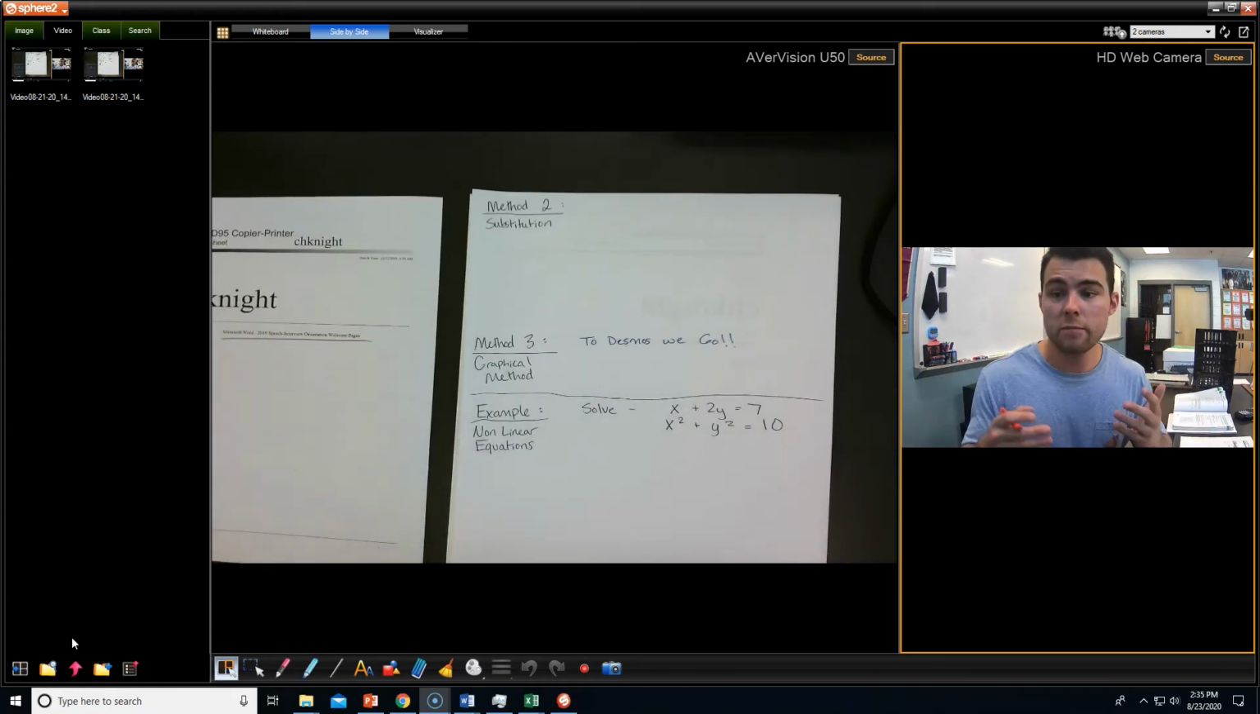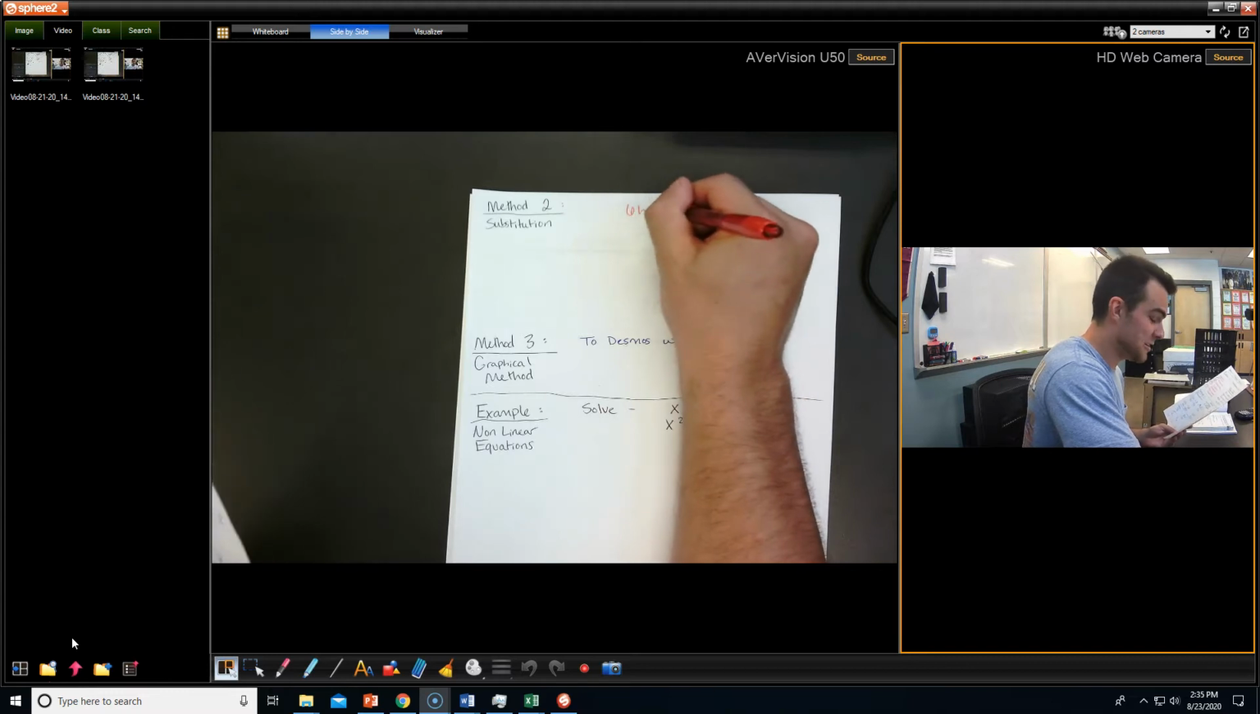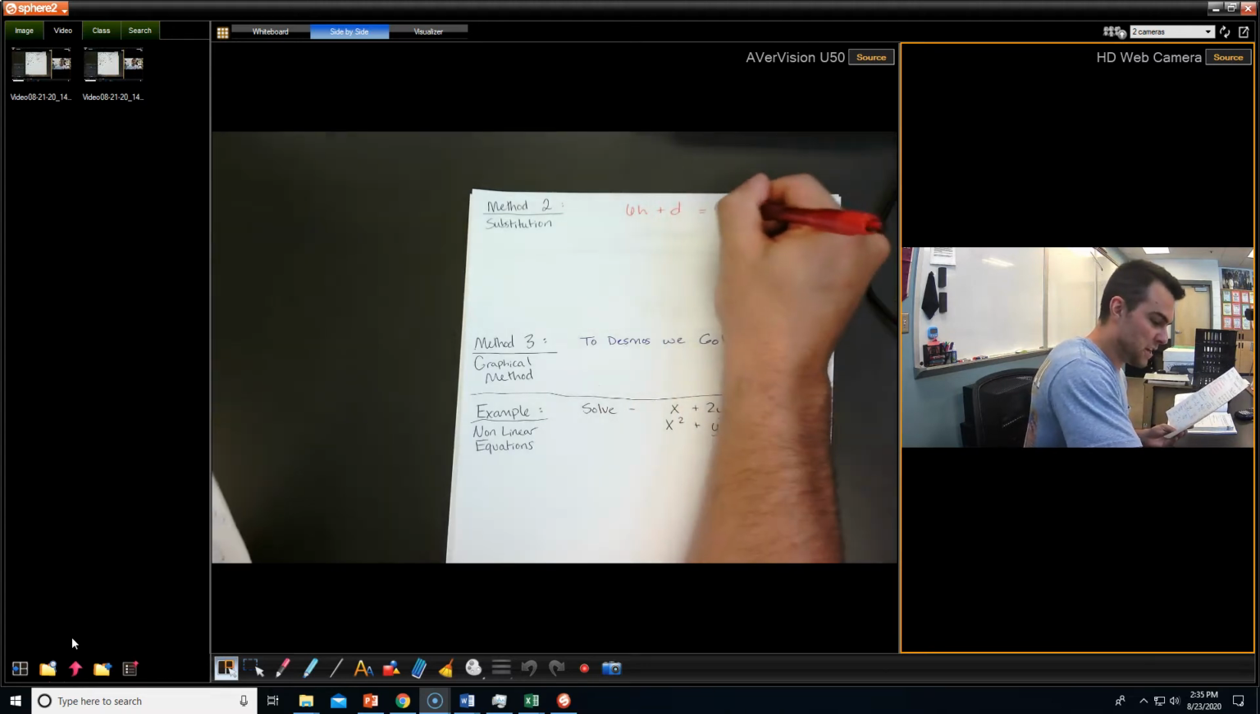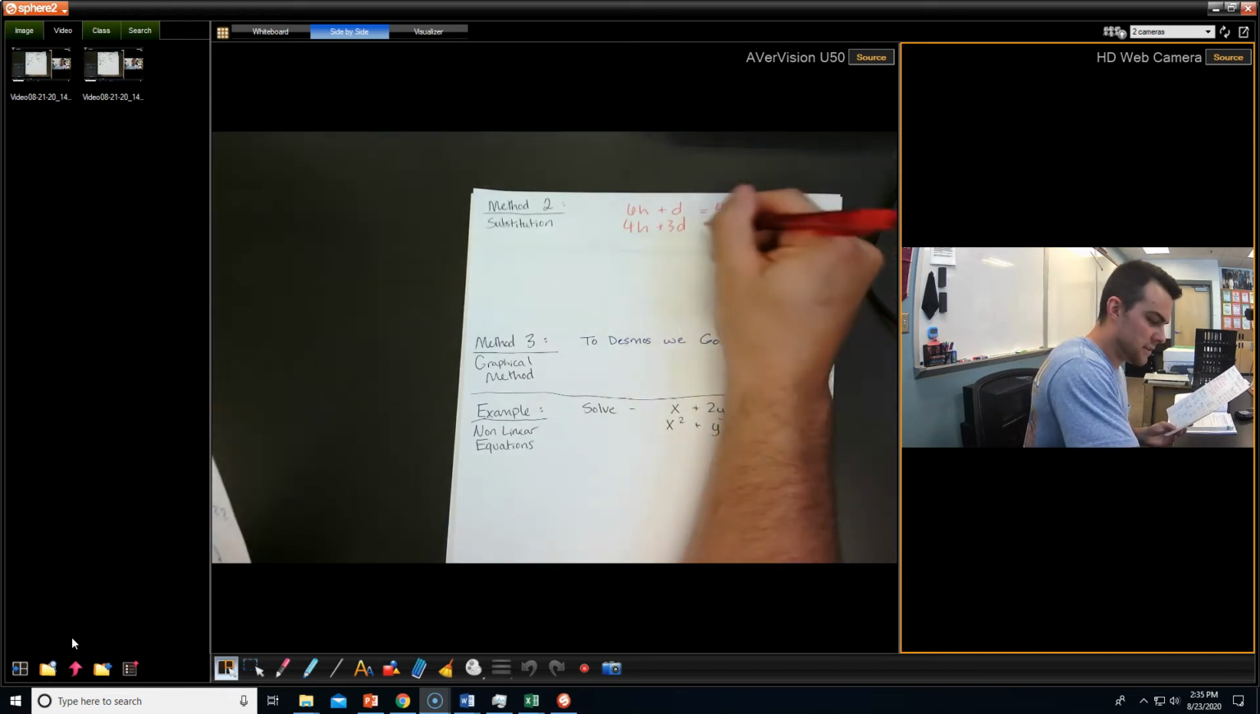We're going to take our same 2 equations we had. I'm going to look at it. We had 6h plus d equals 40. And we also had 4h plus 3d equals 36.